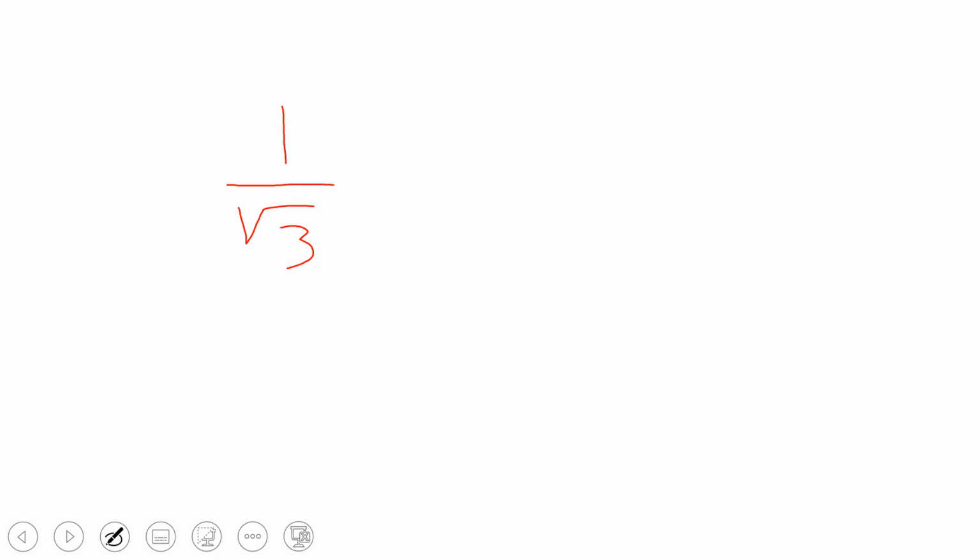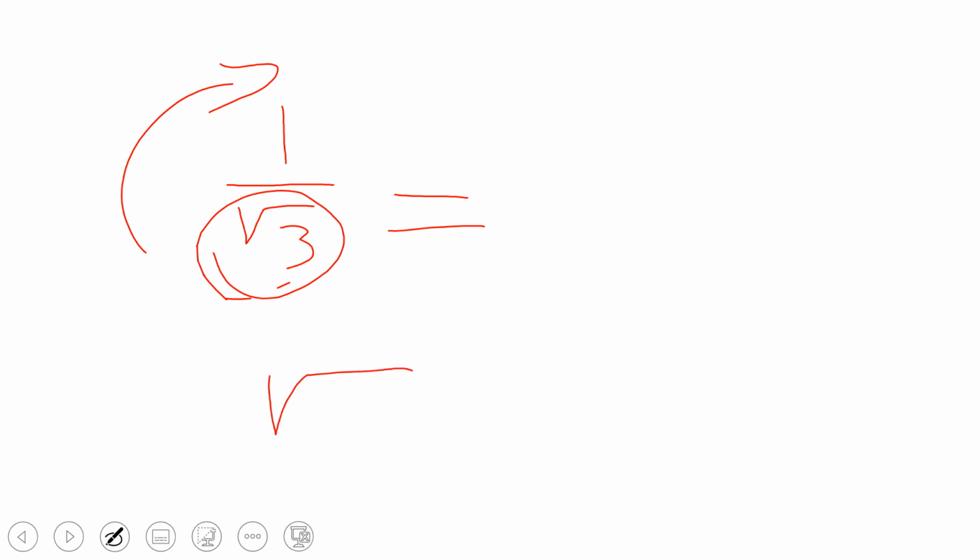Now, whenever we're faced with a problem where the denominator is a radical, we can take this radical to the numerator to get rid of it in the denominator. This will make it easier to solve the problem. So to do this, we need to think of a number n that, when multiplied by root 3, will produce an integer.